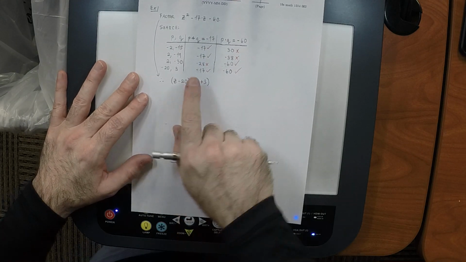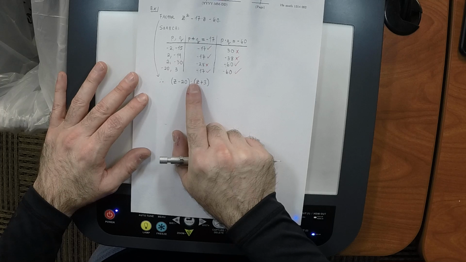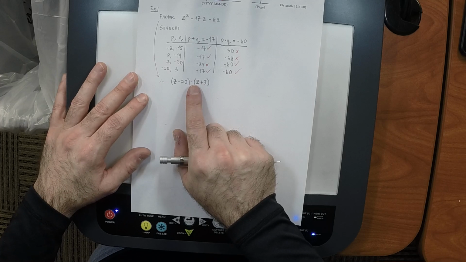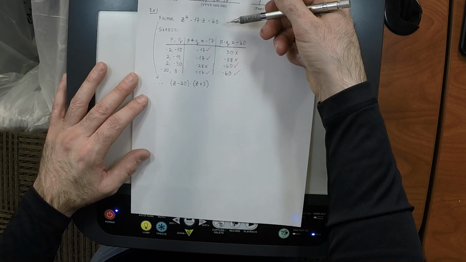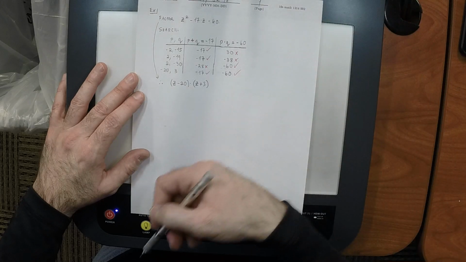And then, if you're not confident that this is the answer, you can always check this. How do you check it? Multiply them all out. By multiplying it out. Expand. Right. So you just check it like that.